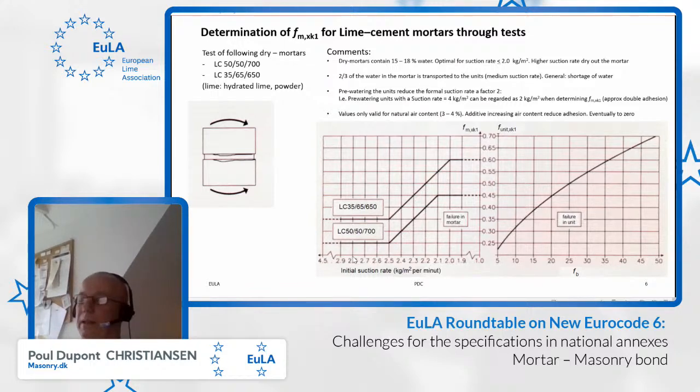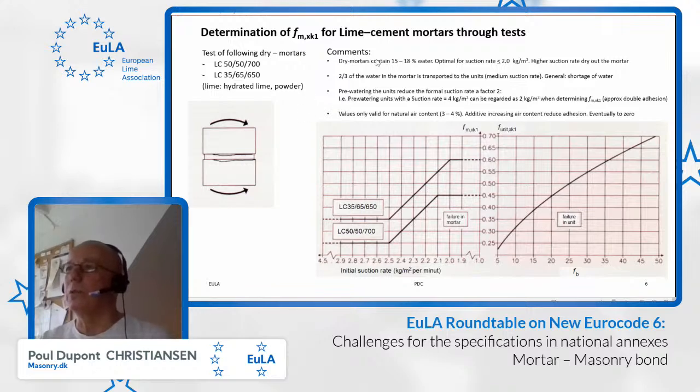And it is very connected to the initial suction rate. If you have a high suction rate, you get a low value for the flexural strength in the mortar. If you have a low suction rate, you get a high value for the flexural strength in the mortar. So what we found out is that these dry mortars contained in the bucket 15 to 18% of water, and the optimum suction rate is below 2 kilograms per square meter. If there is a higher suction rate, it will actually dry out the mortar.